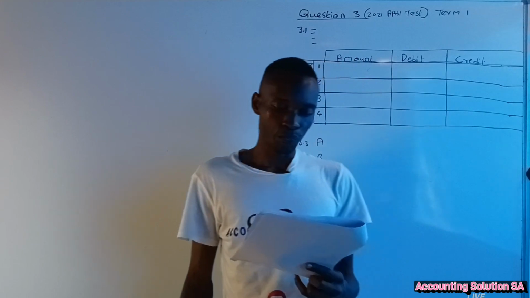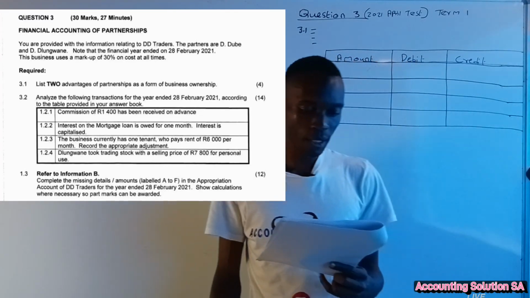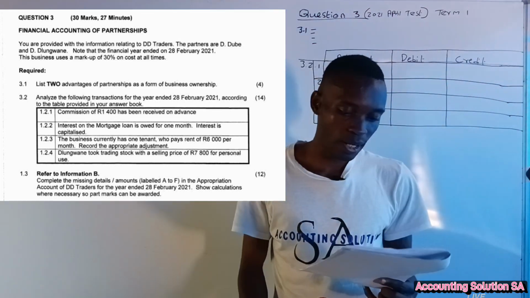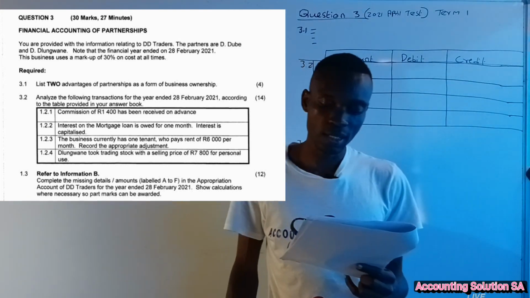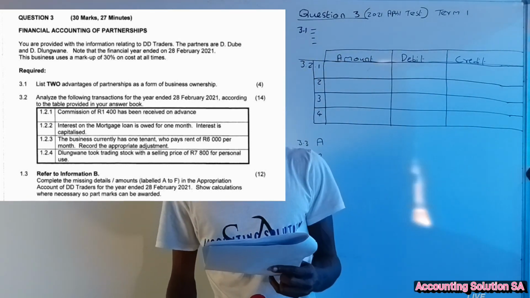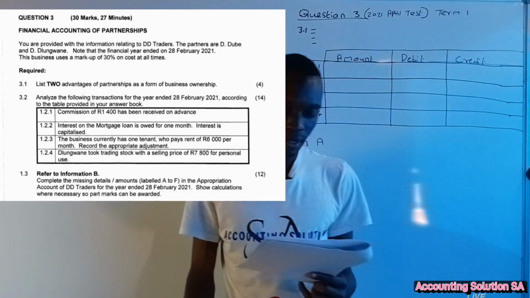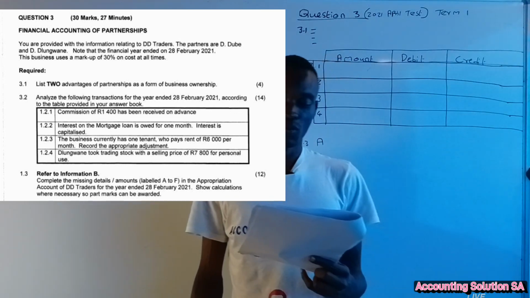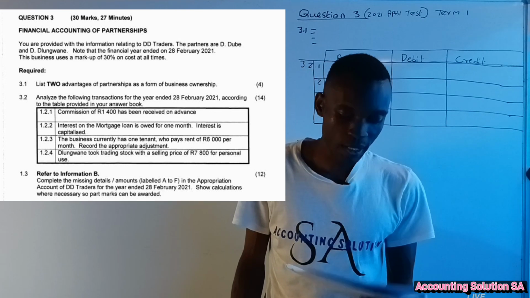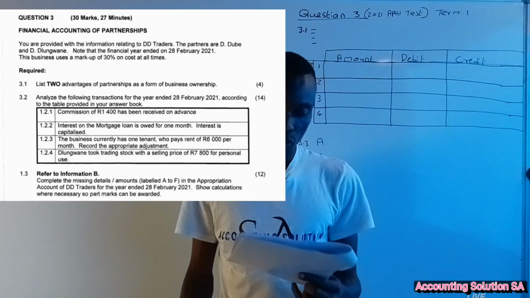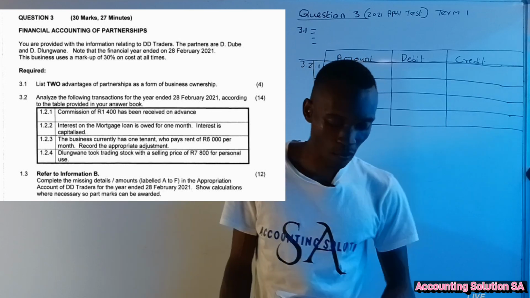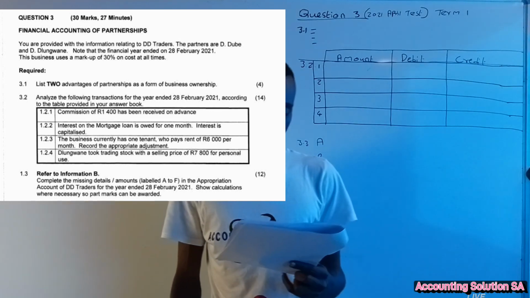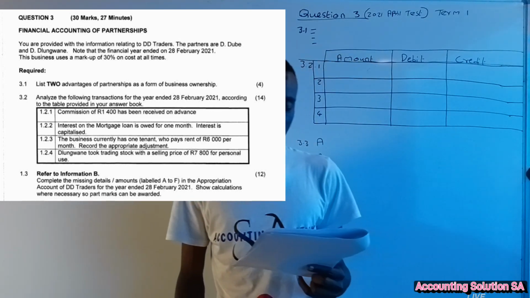All right, now let's read the information. They said financial accounting of partners. You are provided with information related to DD Traders. The partners are D Duwe and D Shungwane, so we have only 2 partners. Note that the financial year end is 28 February 2021. This business uses a markup of 30% on cost at all times. Required 3.1: list 2 advantages of partnership as a form of business ownership.